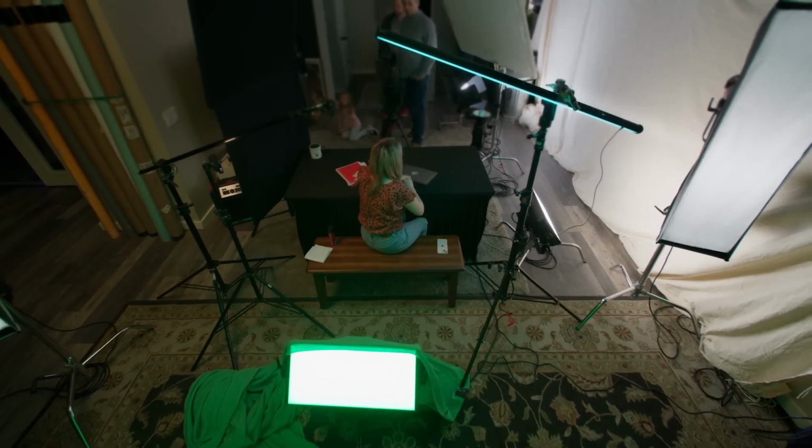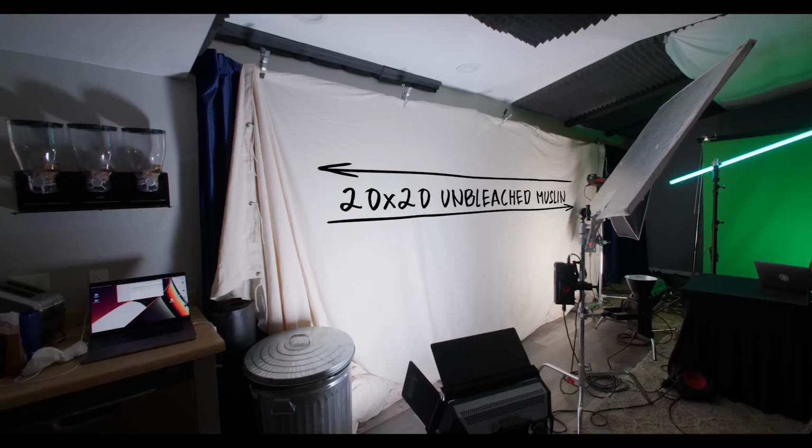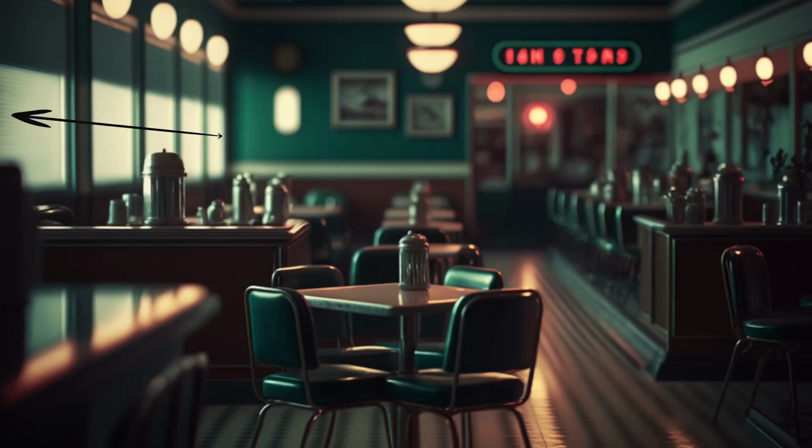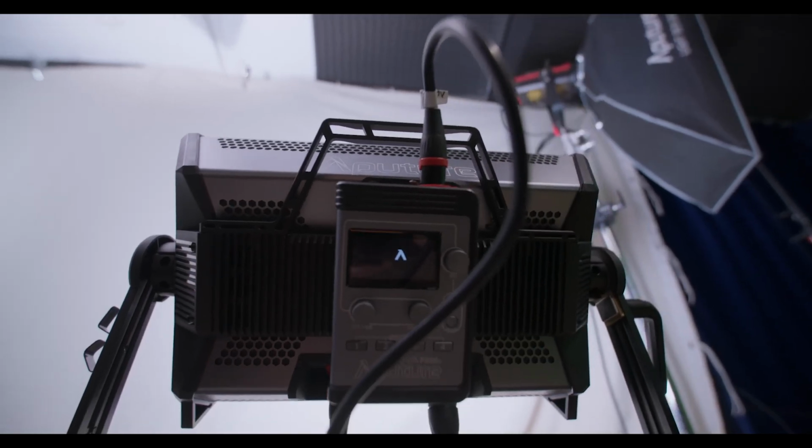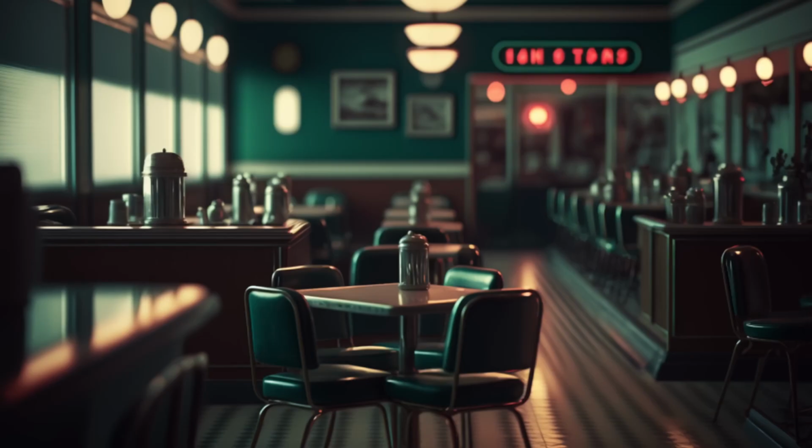Okay, let's talk about the rest of this lighting. Remember that big 20 by 20 unbleached muslin? To mimic these cool windows on the left side, we just changed the white balance of the Novas to be very, very cool. That way the ambient light in the room matched the color of the windows.